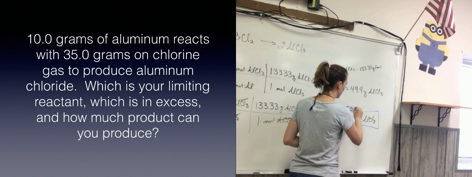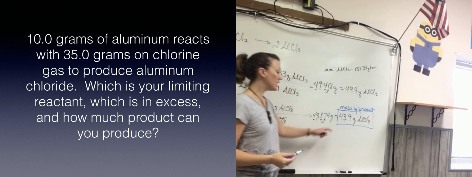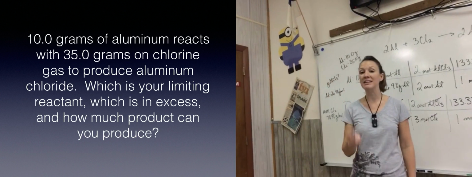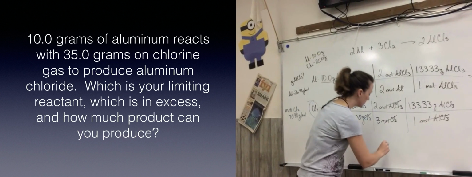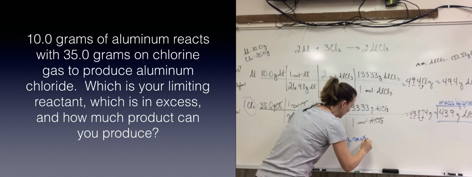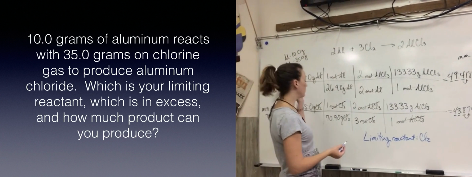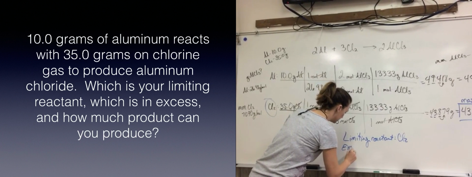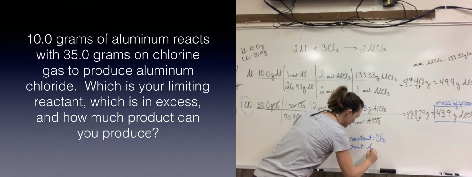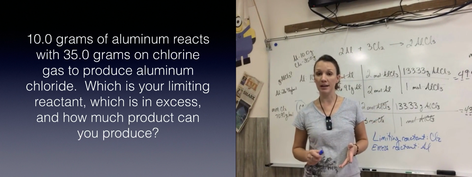Okay? Which means if I go all the way back to the beginning, that chlorine gas actually ends up being my limiting reactant. So I'll write that here. We have a limiting reactant, which is going to be chlorine gas. And my excess reactant is going to be aluminum. And the mass of my product is going to be 43.9 grams of aluminum chloride.